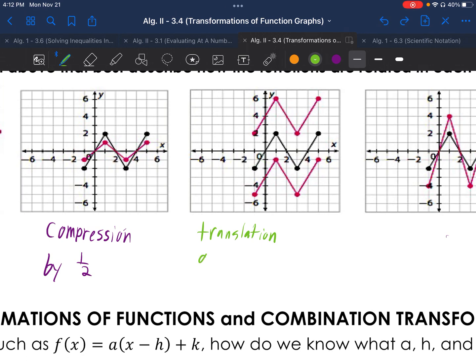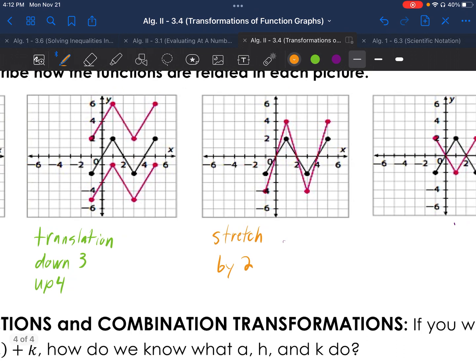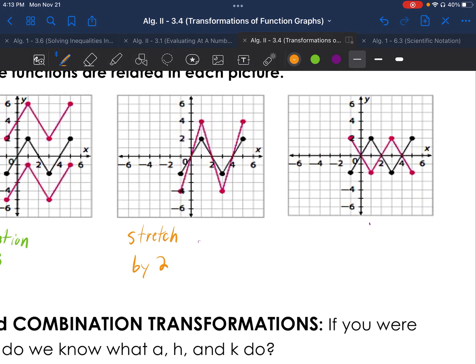This next one, it was 2 different translations. So one, let's say the middle original to the bottom one, it went down. And it went down 3. The other one, the original to the top one, or like starting over, went up 4. The next one, this was a stretch. So went from -2 to -4, or +2 to +4 are some good examples. So 2 times what is 4? Well, a stretch by 2. And that would have to be bigger than 1 or smaller than -1.